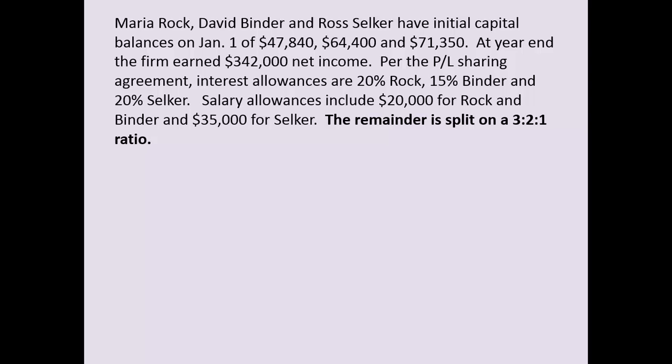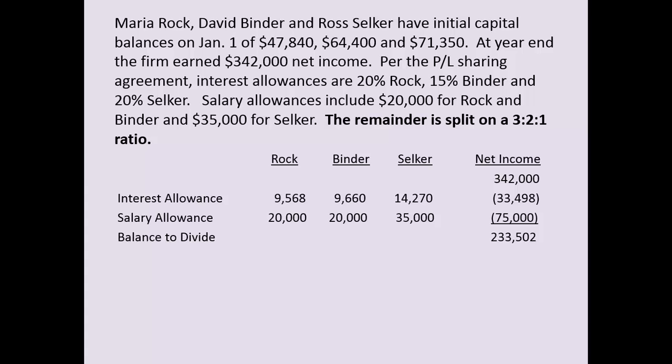Okay, now we're going to add stated ratios to this. So same example with the interest allowance, the salary allowance, but now you have stated ratios to split it. So how do you do this? What does 3-2-1 mean? Well, the balance to divide, $233,502. And how do you figure this out? 3, 2, 1. You simply add them together. 3 plus 2 plus 1 is 6. So Rock is going to get 3/6. Binder is going to get 2/6. And Selker is going to get 1/6 of that remainder. That's what the stated ratios mean.